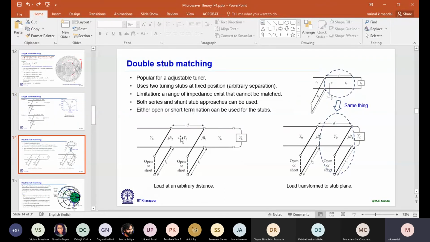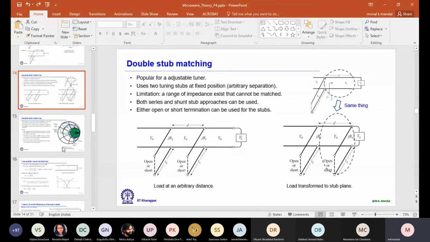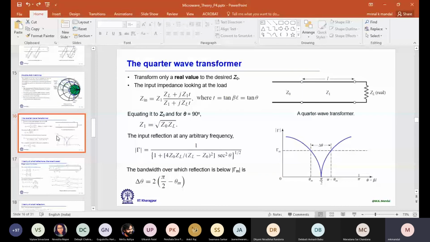Then what is the solution? There is a technique: double stub matching. For now, we are not going to cover it. If we have two tunable short circuited stubs or open circuited stubs, then we can take care of this impedance variation. But again, here also we have a forbidden range, and if ZL or YL falls inside the forbidden range, then we are unable to match. Okay. So for now, we are not going to cover this part.